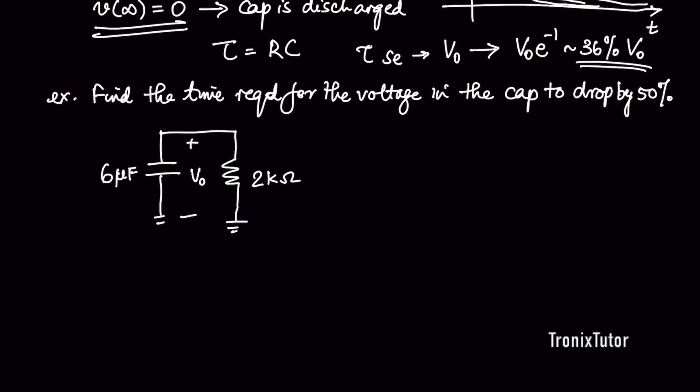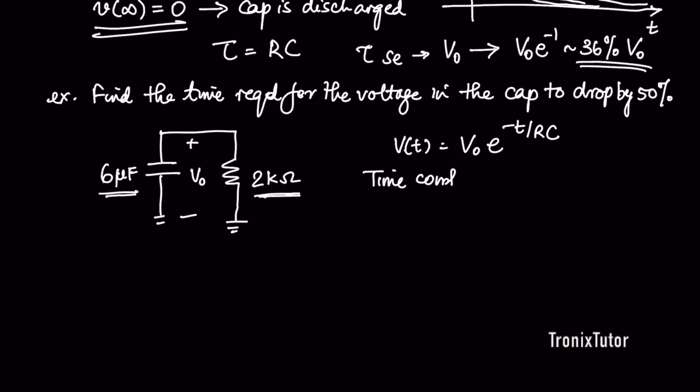It asks to find the time required for the voltage V0 in the capacitor to drop by 50%. Right? And here you have a circuit which consists of a 6 microfarad capacitor and a 2 kilo ohm resistor connected in parallel. So first thing is, you know that this is a discharge phenomenon. So we know that the voltage has to be written of the form V of t equal to some initial V naught e power minus t by RC.